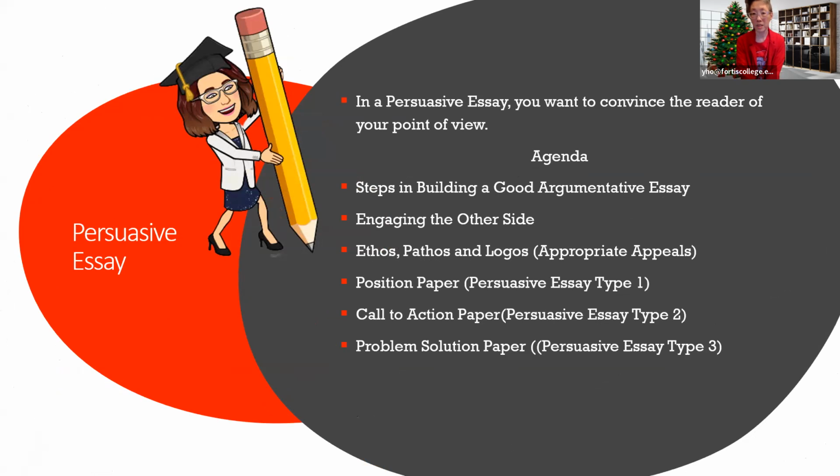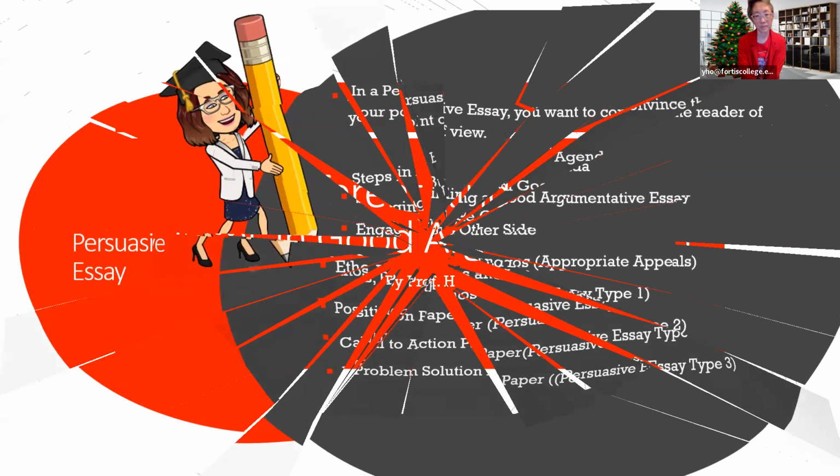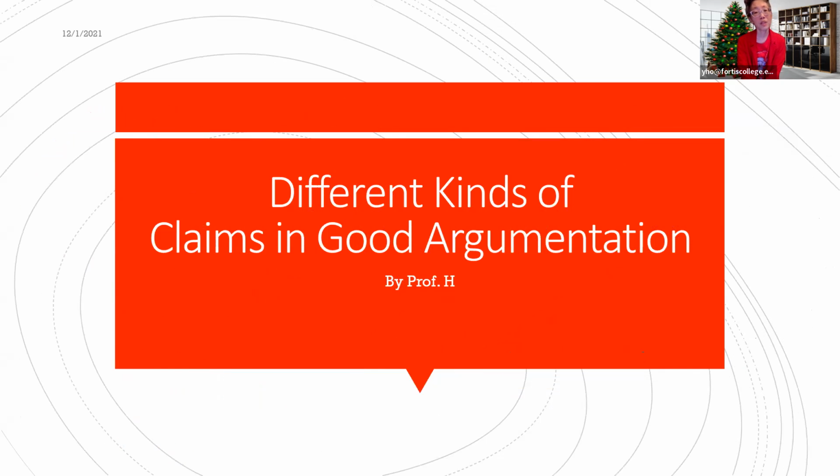Position paper is the first kind and the most common kind of persuasive essay, then call to action, and problem solution paper. As you will see, problem solution paper is used a lot in business proposals and in research proposals, as in science papers. So, different kinds of claims in good argumentation.